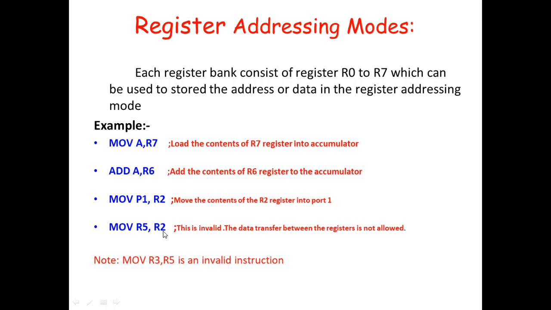Means you want to transfer data from R2 to R5. Means from one register to another register, it is not possible. From one register to accumulator, possible. Register to port, possible. But register to register is not possible. And that time it is showing the error because of an invalid instruction. Just remember that. Take care of this thing.